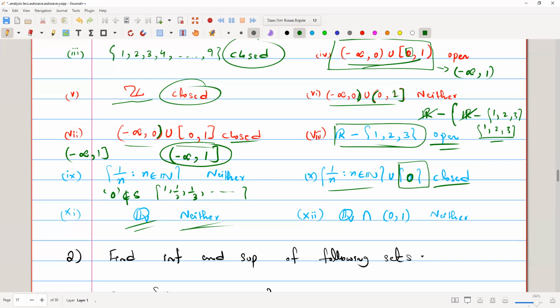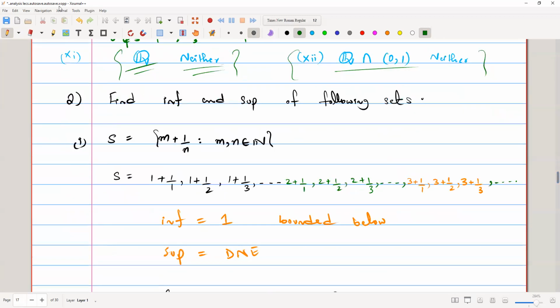Also, all the limit points of this set are the real numbers. We know that the limit points of this set are the real numbers, but the real numbers are not contained in this set, so it's neither open nor closed. And for this Q intersection [0, 1], again, it's neither open nor closed, because of the same argument that we concluded here. So these were some examples of open and closed sets.